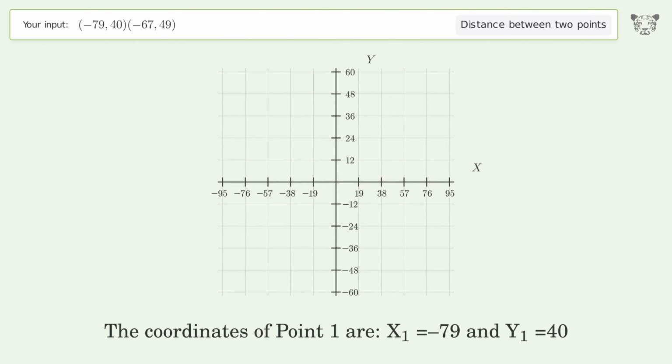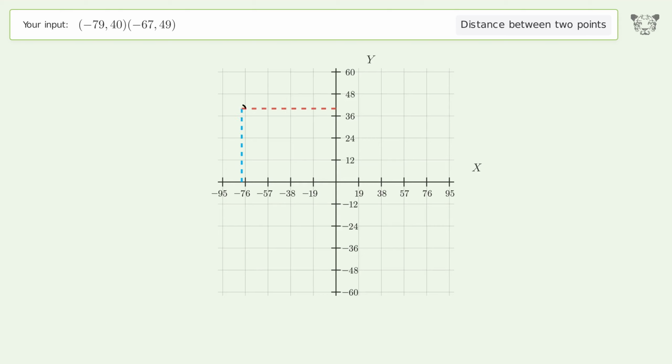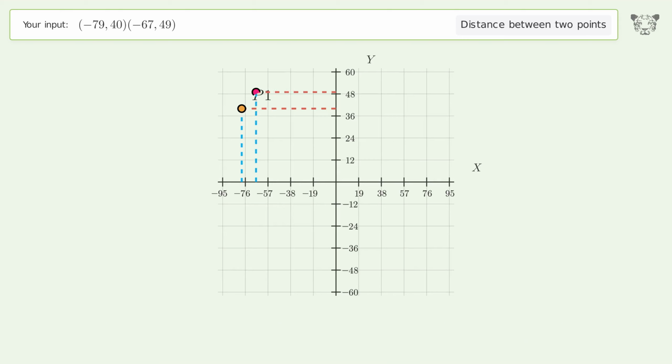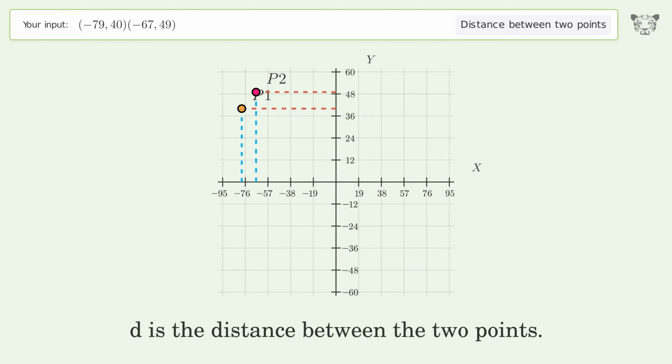The coordinates of point 1 are, x1 equals -79 and y1 equals 40. The coordinates of point 2 are, x2 equals -67 and y2 equals 49. D is the distance between the 2 points.